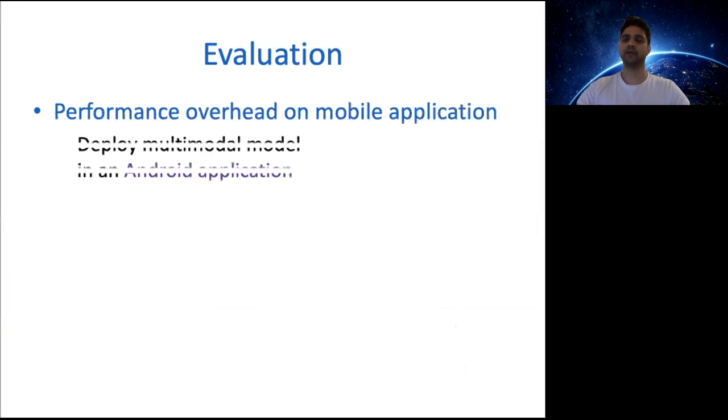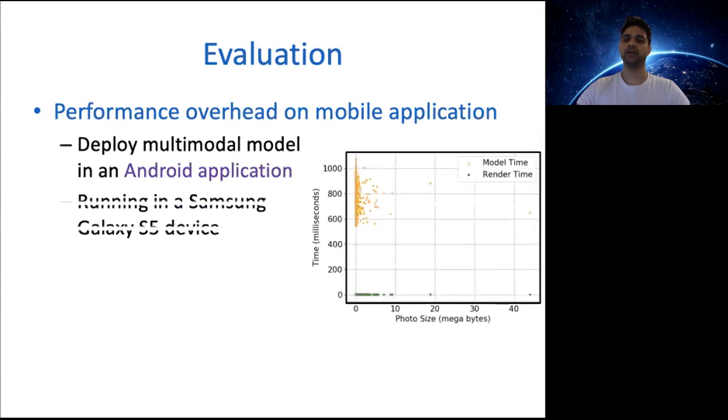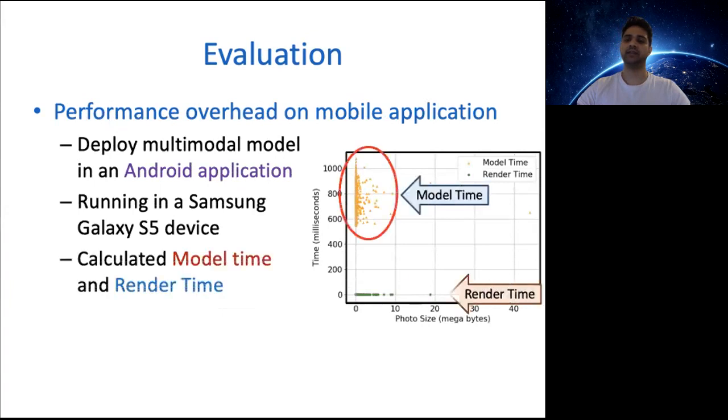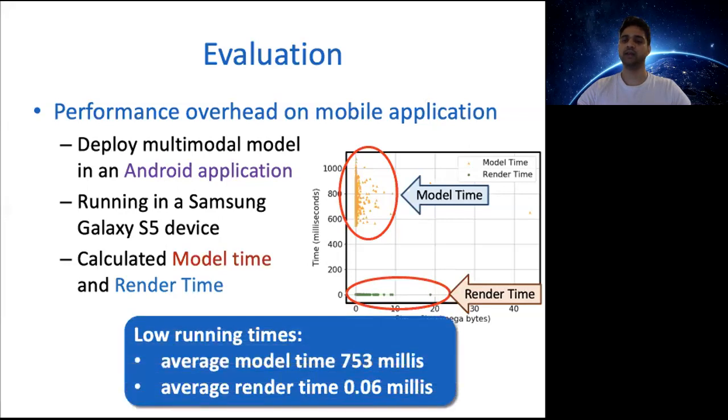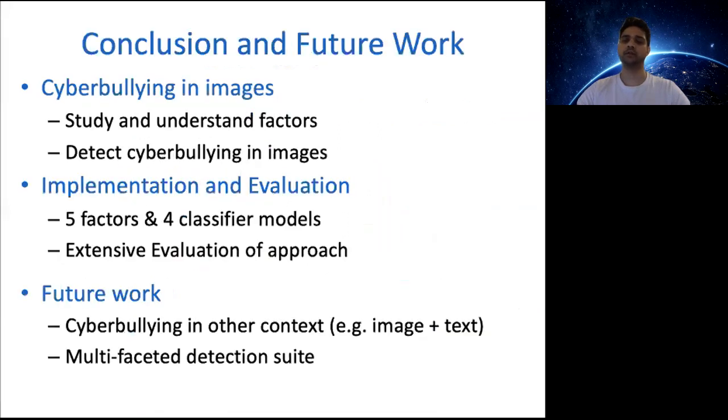We studied the performance overhead of the multimodal classifier if deployed in the real world by deploying it in an Android application, running on a Samsung Galaxy S5 device. We calculated the model time, which is the execution time for a forward pass of the multimodal model, and the render time, which is the execution time for secondary tasks, such as resizing the input image and showing warnings. We found that the average model time was 753 milliseconds and the average render time was 0.06 milliseconds, both of which are sufficiently low.